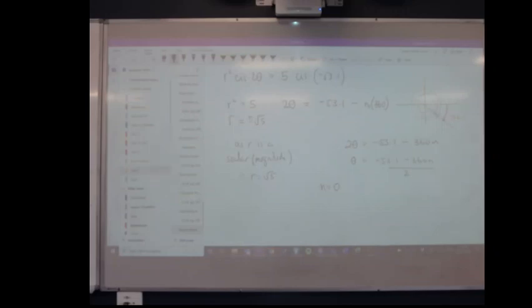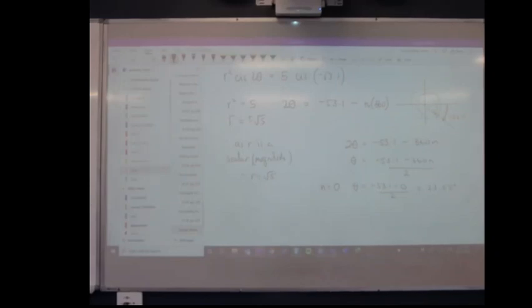26.05? No, 26.55. Theta is going to be negative 53.1 minus 0 over 2, because 360 times 0 is 0, right? Which is negative 26.55 degrees. Correct? Am I right? Right? Yep. So that gives me my first value for theta.